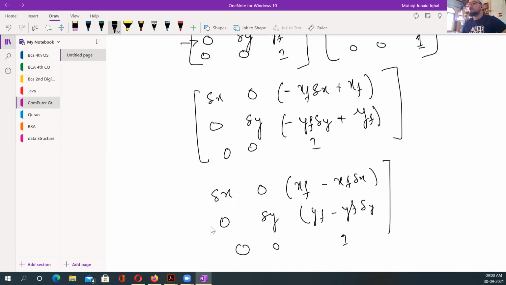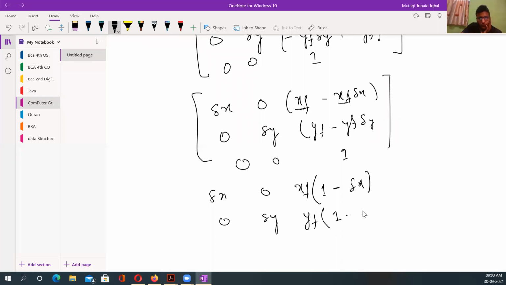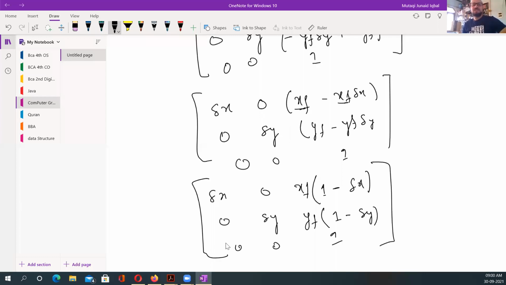Now we take x_f common, so this is delta x, this is 0. When taking x_f common, what remains inside? In place of x_f, 1 remains minus delta x. So delta x remains inside. Similarly 0 delta y, and here from y_f I take common, so inside 1 minus delta y, and your 0 0 1. So this is our final matrix of fixed point scaling.